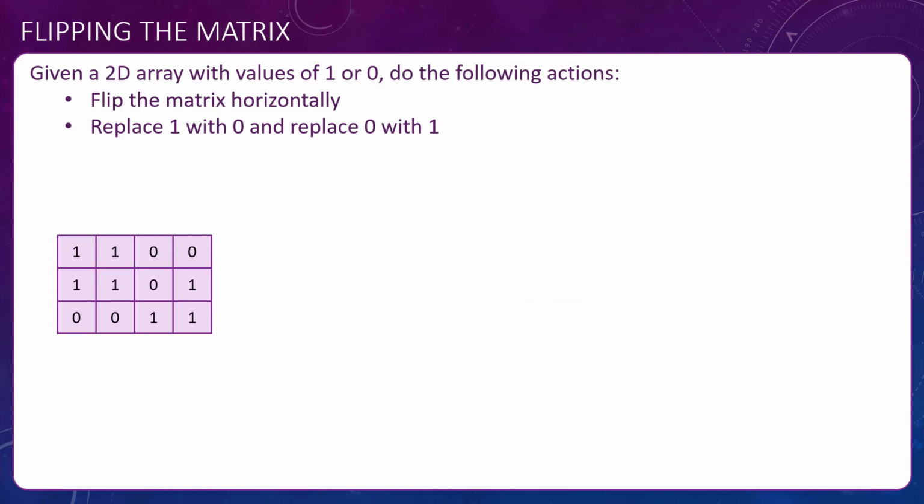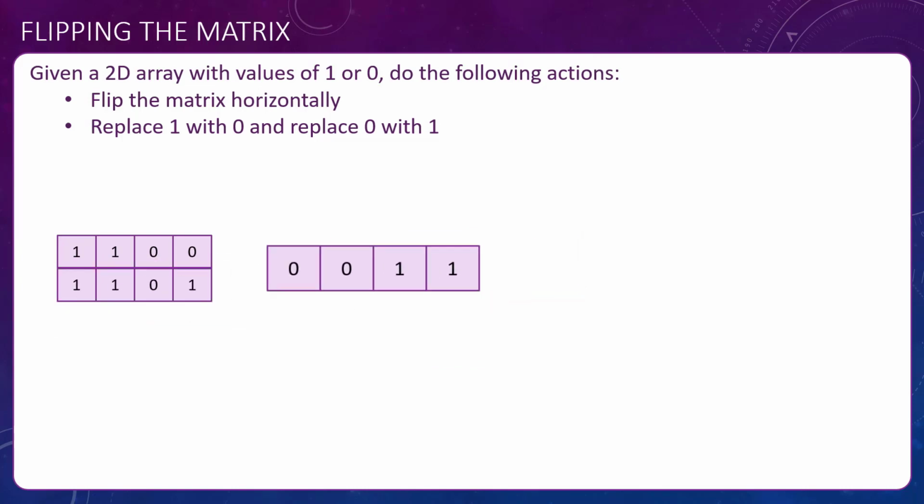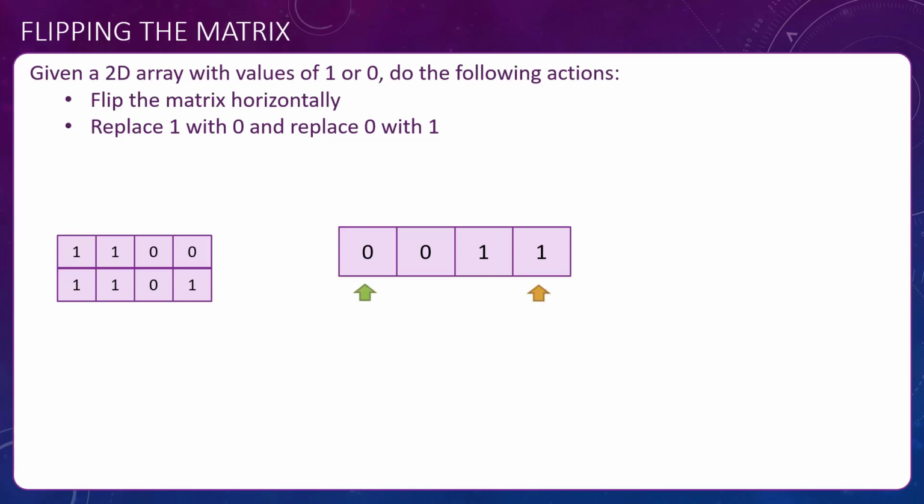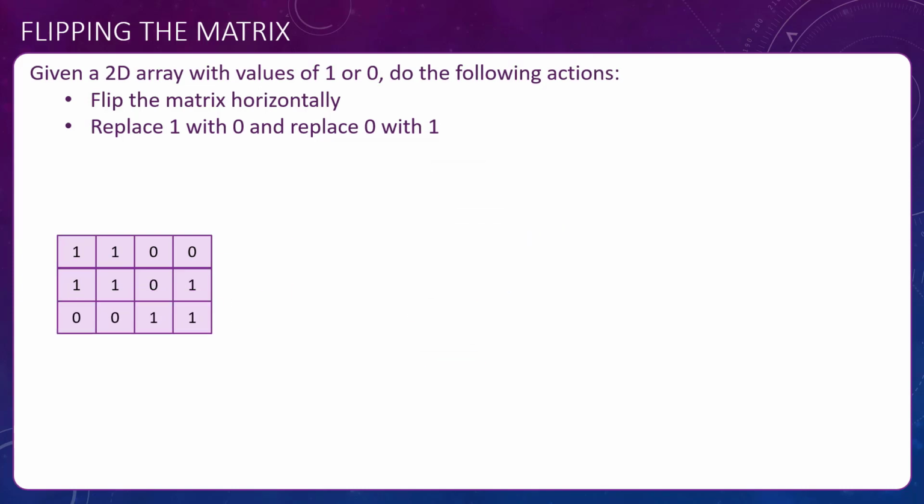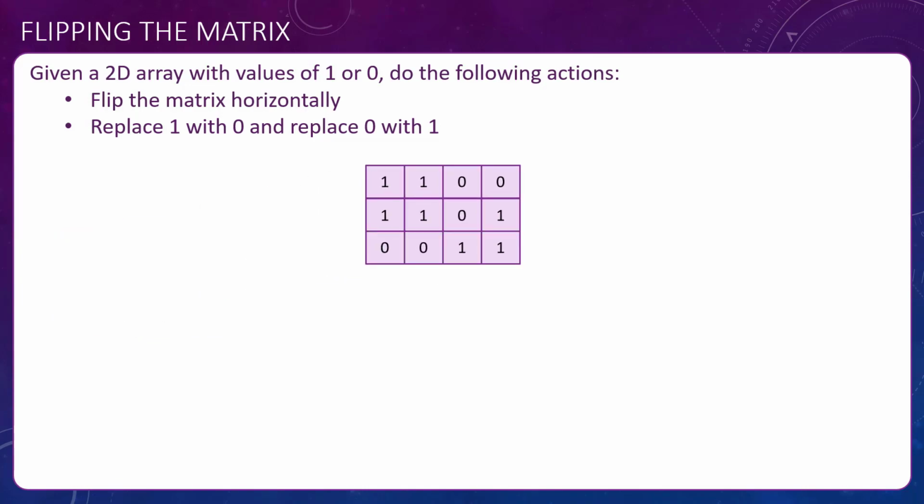Alright, now to the last row of the matrix. So the cursors, flip the values, invert them, and then move the cursors. Flip the values, and then invert them again. And now we have our matrix. So this is the result.